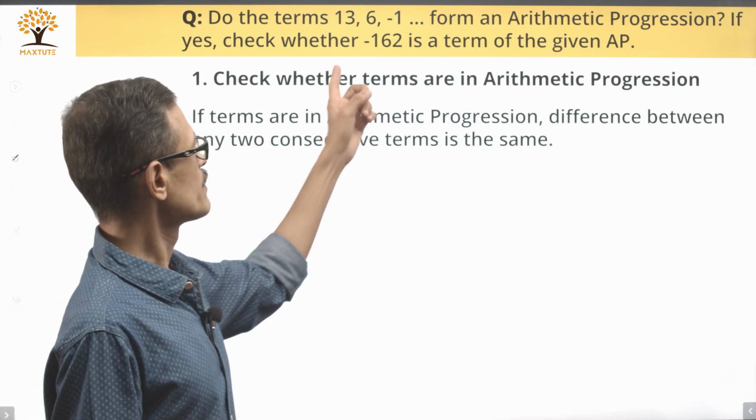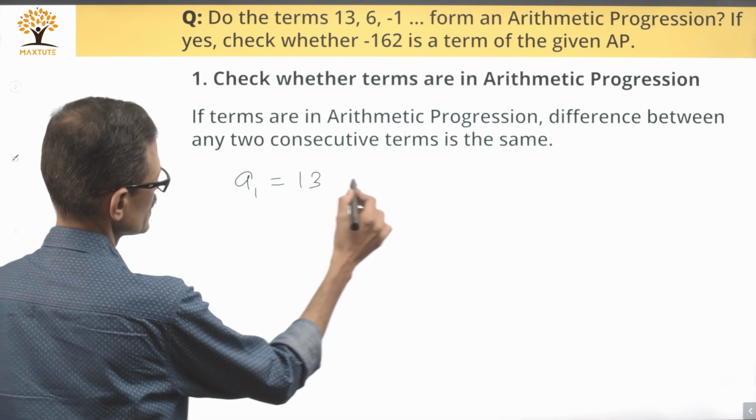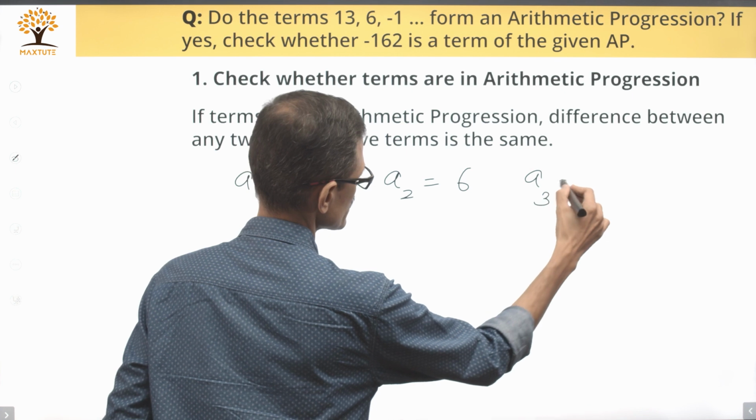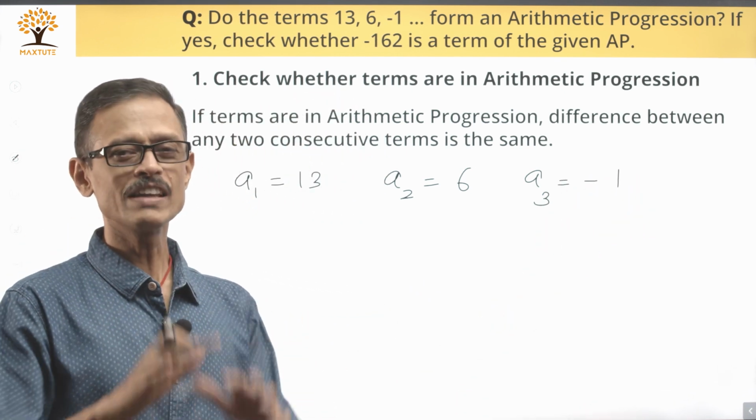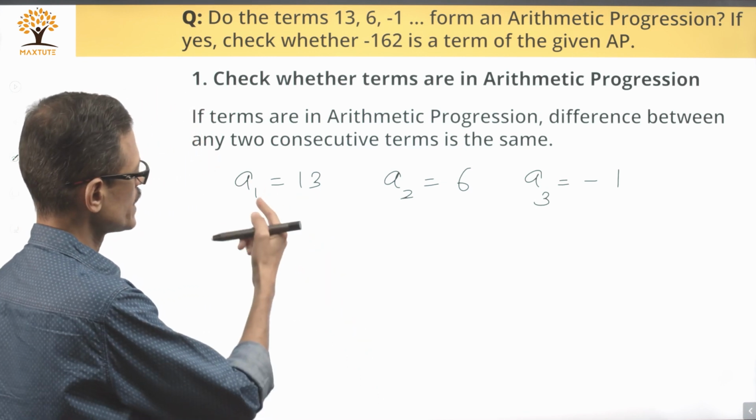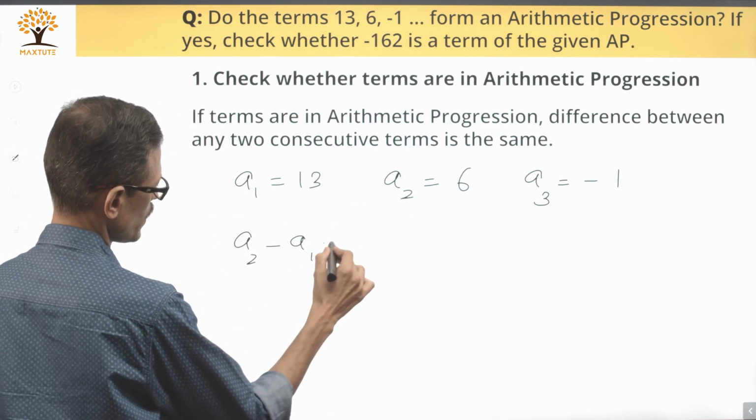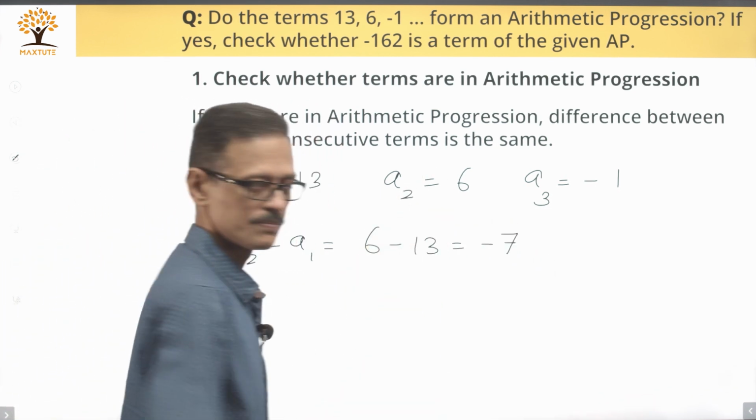How many terms do we have? We have 3 terms. The first term, we'll call it A1, is equal to 13. The second term, A2, is equal to 6. The third term, A3, is equal to minus 1. It is actually decreasing, it's not increasing. It can very well decrease, right? Let's find out the difference between the second and the first term, which is A2 minus A1, which is 6 minus 13, which is equal to negative 7.